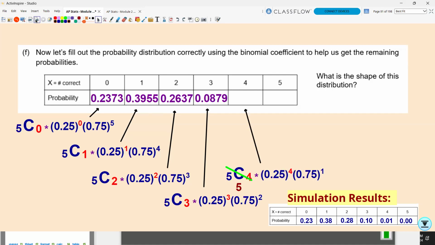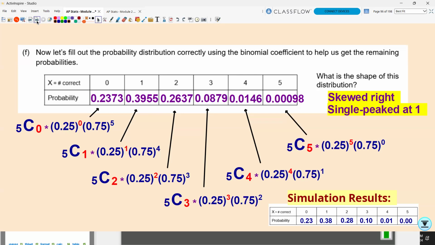5 choose 4, real tiny. Remember, I got 1 in my simulation, and in this case it's about 1.46%. And even though I got no 5s, there is a probability of getting all of them correct. It's just really, really tiny, 0.00098. You can look at our simulated results and see that they're pretty close. So our simulation did a pretty good job in this instance. It's going to be skewed right still with a single peak at 1, because it matches pretty closely what our simulated results were.